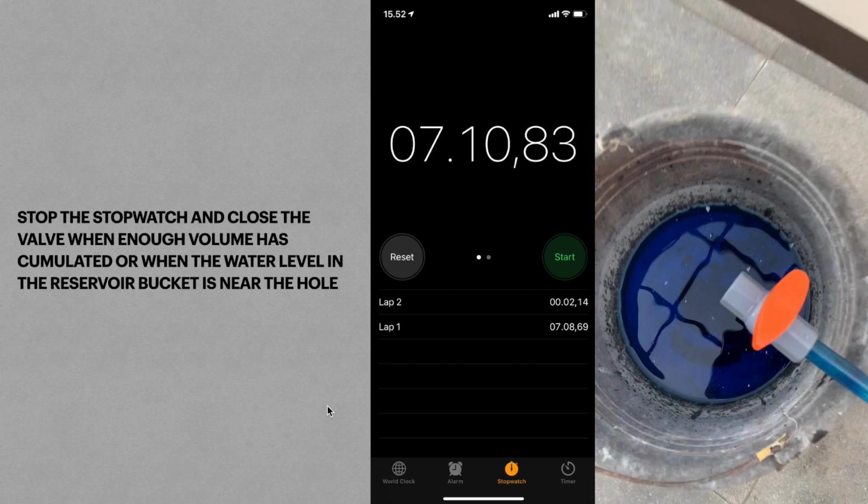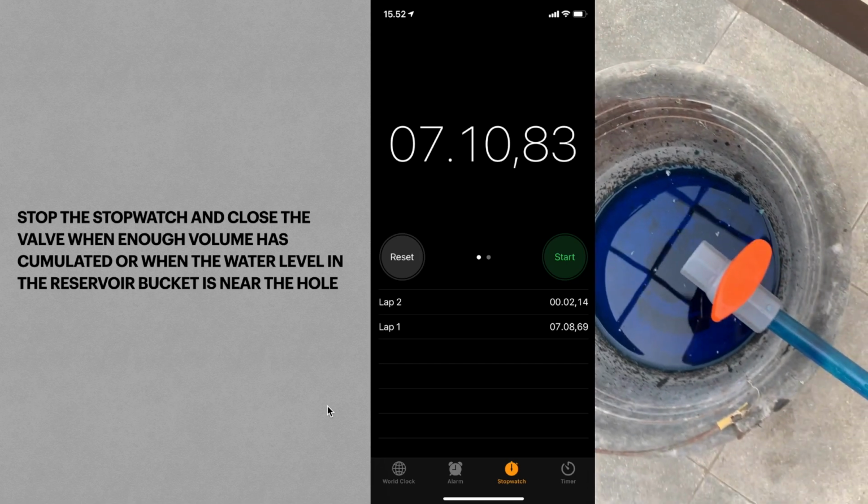After enough volume of colored water can be seen on the container bucket, or after the water level on the reservoir bucket is near the hole level such that the pipes cannot be filled fully, stop the stopwatch and close the valve to stop the flow.